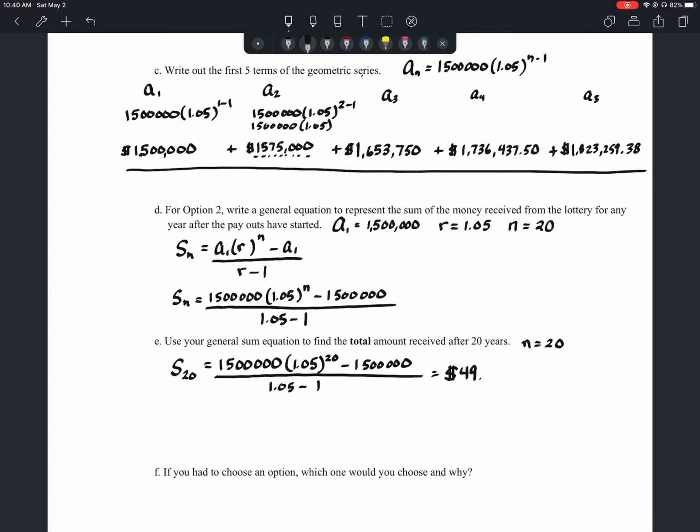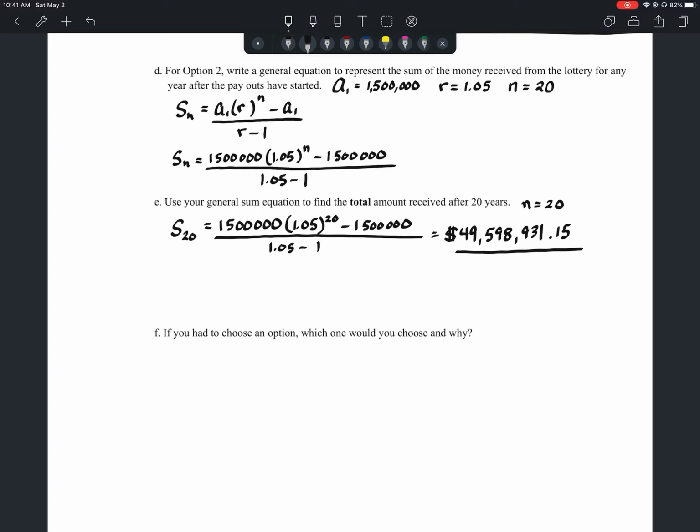$49,598,931.15. Okay, so you get just a little under the full $50 million if you let them pay it out over 20 years. Okay, now, question F just asks, if you had to choose an option, which one would you choose and why? So that one, there is no right answer. It's just personal preference there.